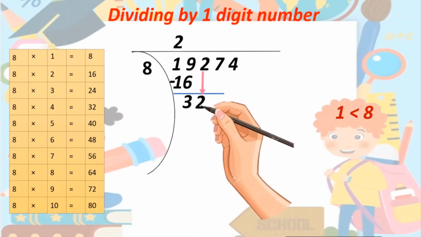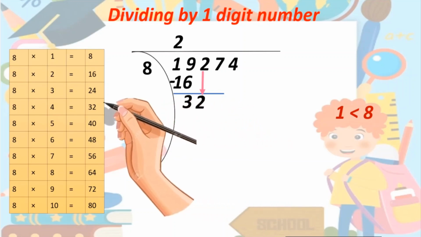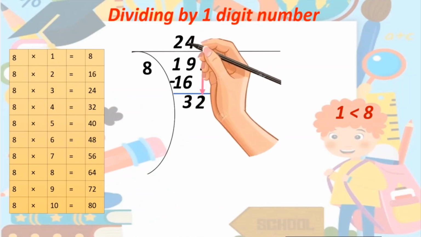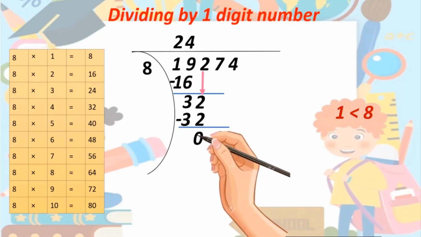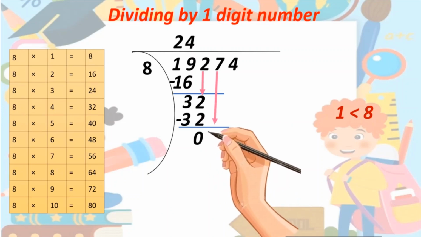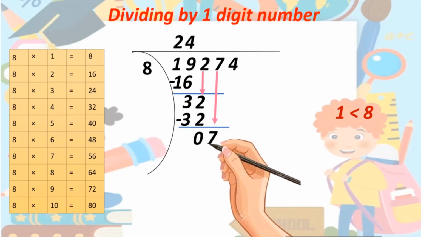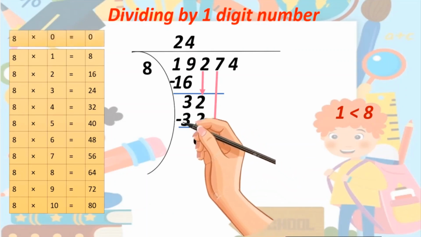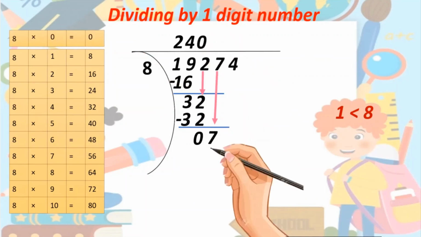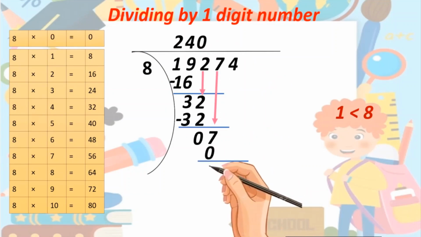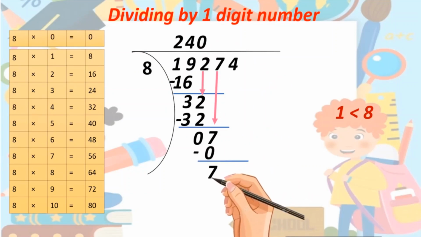Now we bring down the next digit and write it as 32. Look into the table of 8. 8 fours are 32. The remainder is 0. Now we bring down the next digit, that is 7. Now here 7 is less than 8, which is the divisor. So we have one option, that is 8 zeros are 0. So we write 0 and the remainder is 7.